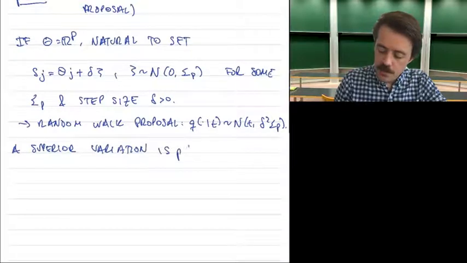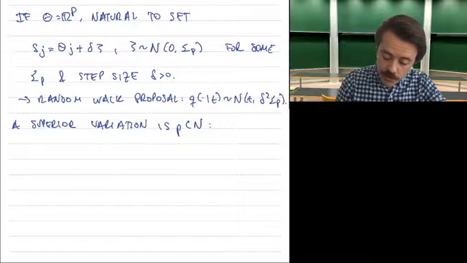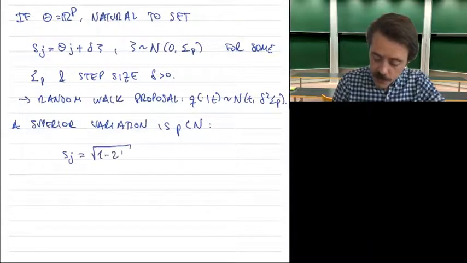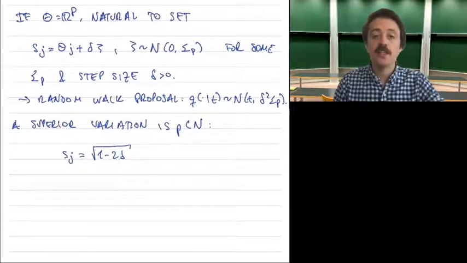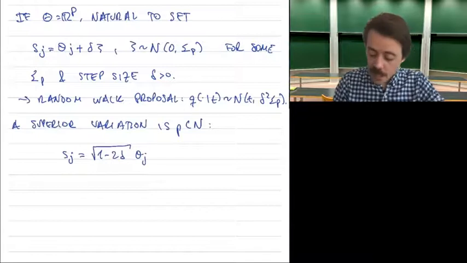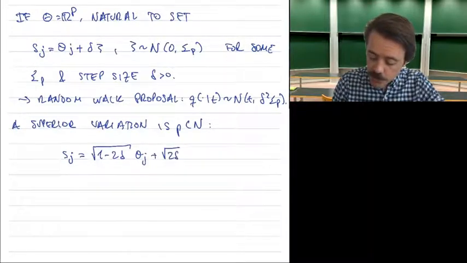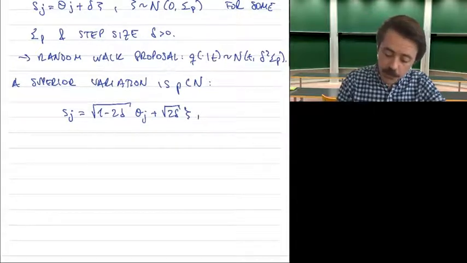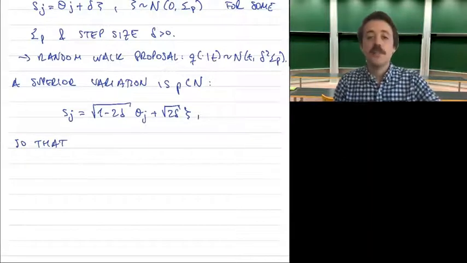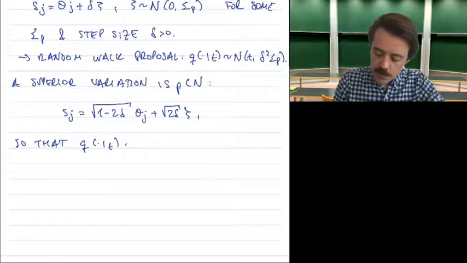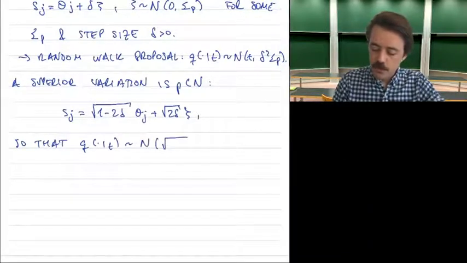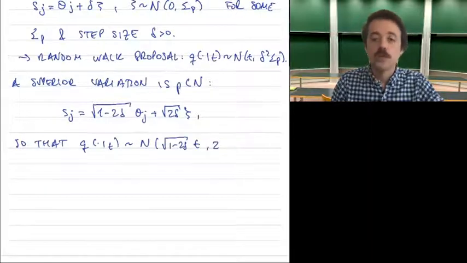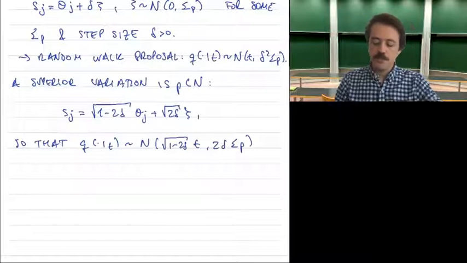is this PCN, in which we're going to propose as Sj something very similar, but different enough so that we get different properties. So we have the square root of 1 minus 2 delta, and this is going to be multiplied by this theta j, and then for the covariance we're going to have 2 delta, and psi. Okay, so psi and delta are as above, and what we get by proposing this is that the proposal distribution is then normal with this square root of 1 minus 2 delta times t. And then in the variance, the square root will cancel out and we'll get this in here, right?